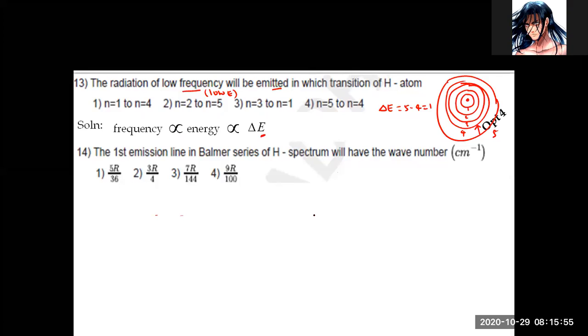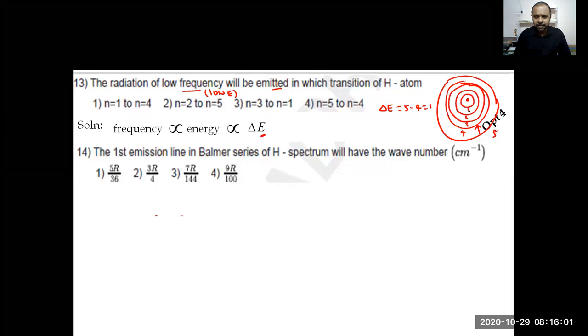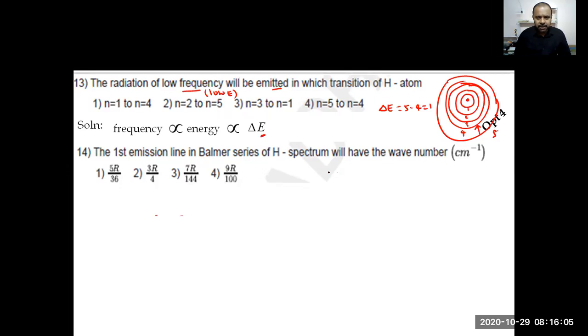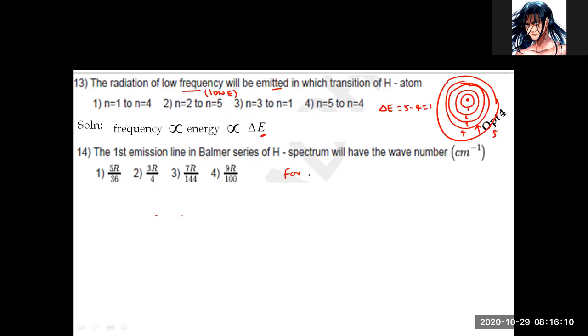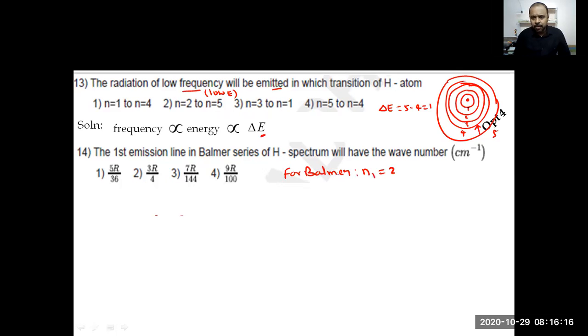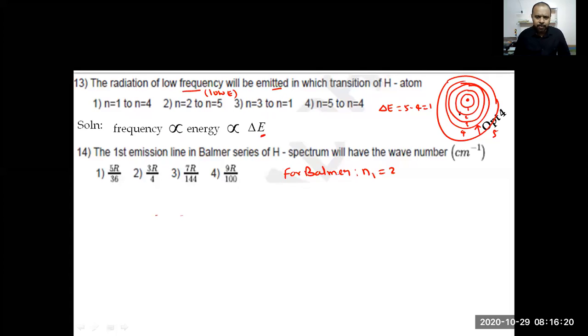Sir, I didn't get this one. Okay, I'll just give the answer. You can see this atom itself, which I have written there. It saves me from writing it once again. Now, for the Balmer series, what is N1? Sir, 2. N1 is equal to 2. Any transition of an electron which ends with N equal to 2 would give a Balmer line.